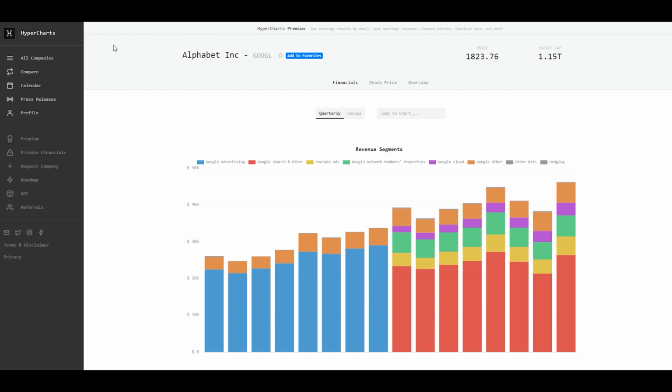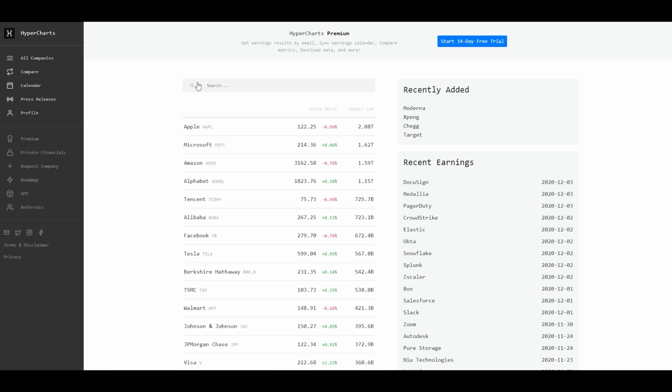Anyway, moving on. The second website I wanted to talk to you guys about, and this is probably a website that I go to before I go to QuickFS. This is Hypercharts. So here I've already loaded up Alphabet, so I've already loaded up Google again, but we can just go back to the start page.